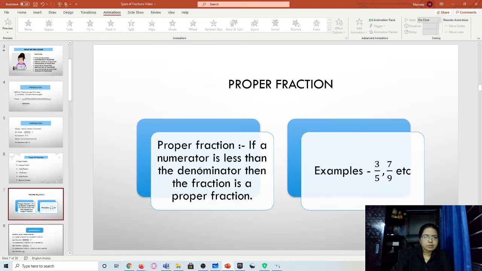First is proper fraction. What is a proper fraction? If the numerator is less than the denominator, then the fraction is called a proper fraction. For example, 3 divided by 5. Here the numerator is 3 and the denominator is 5. Numerator 3 is less than denominator 5, so 3 divided by 5 is a proper fraction. In 7 divided by 9, the numerator 7 is less than the denominator 9, so 7 divided by 9 is a proper fraction.